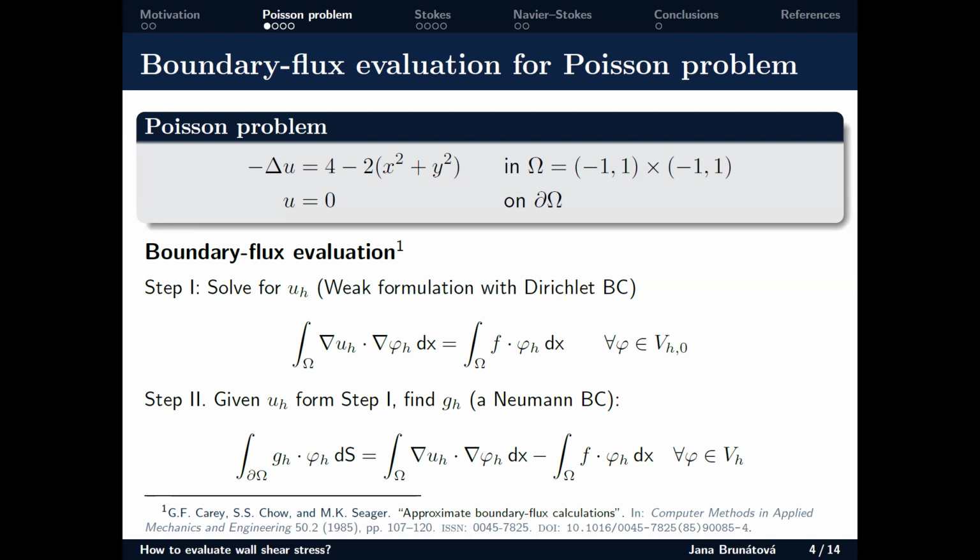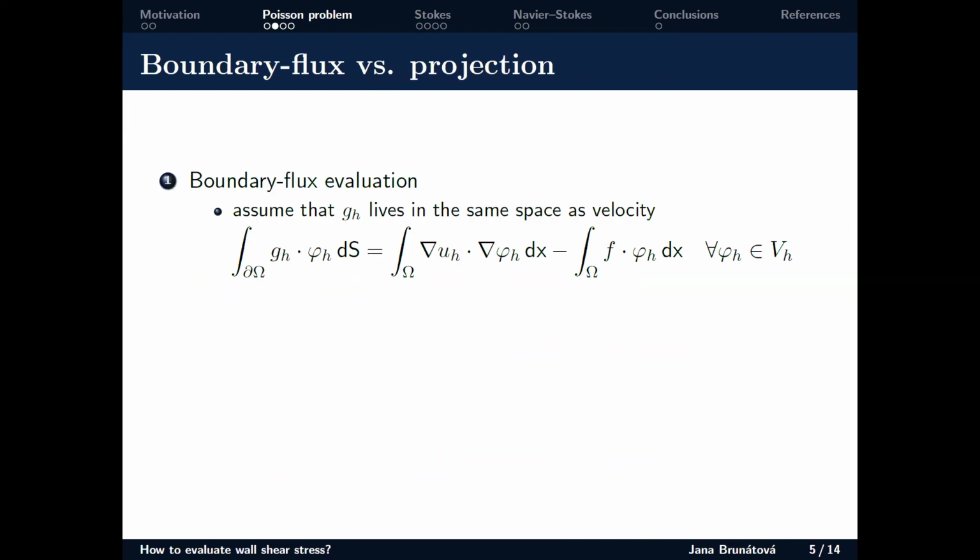The person who did it before is Graham Curry. This paper is really amazing, and we took this example from his paper. So once again, the boundary flux evaluation looks like this. To ensure that we can solve for it, we assume that g_h, the flux, lives in the same space as our velocity. So for P1 velocity, we assume P1 flux.